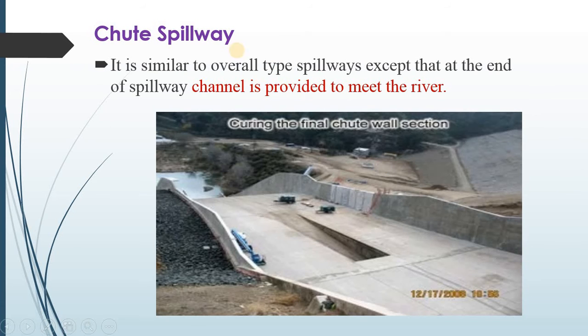Next is the chute spillway. It is similar to the overflow type spillway we saw previously, except that at the end of the spillway, a channel is provided to meet the river. That means the excess water discharged from the spillway is provided to the river. So this is the difference between the overflow spillway and the chute spillway. In the case of the overflow spillway, this water is not provided to the river.